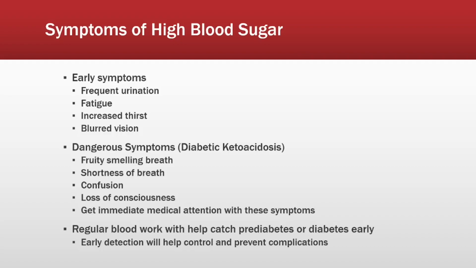You can also get shortness of breath, confusion, loss of consciousness. So if you get any of these symptoms, regardless of whether you have high blood sugar or not, definitely go ahead and seek immediate medical attention. And the best thing you can do, like I said, regular blood work does help catch prediabetes or diabetes early, which is a good thing.